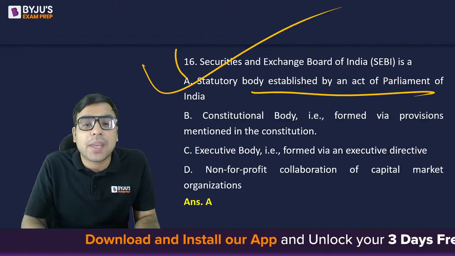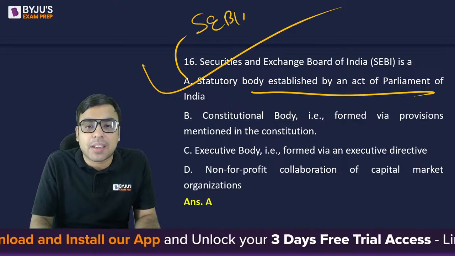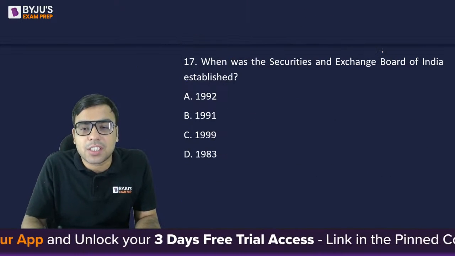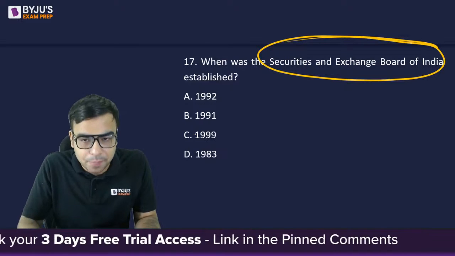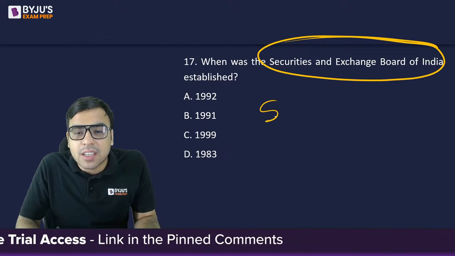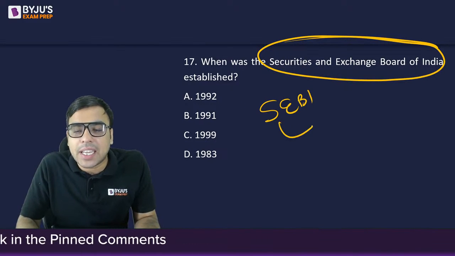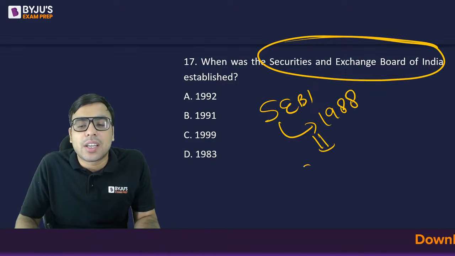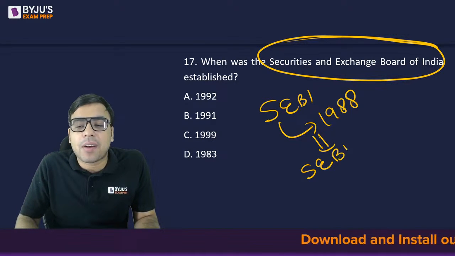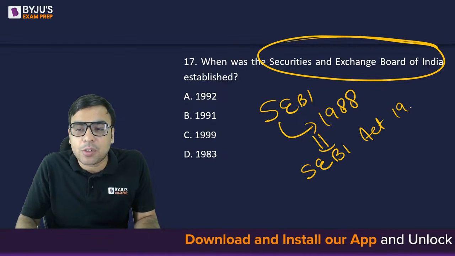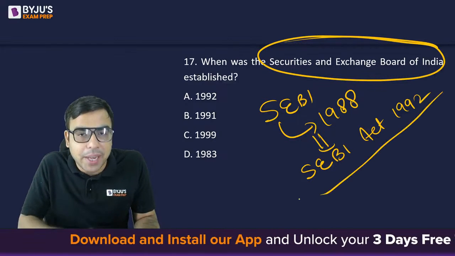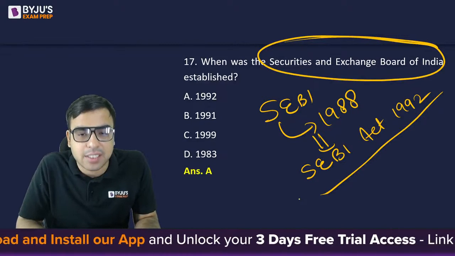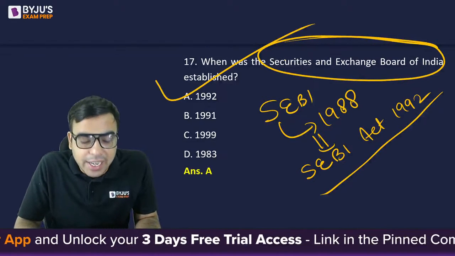So the SEBI Act was made, I have told you. And in which year was this act passed? I have taught this: SEBI was formed in the year 1988, and later on SEBI was given statutory power when the SEBI Act 1992 was passed. Yes or no? I taught this in the paid class. I still remember. Yes, A is the right answer to this question.